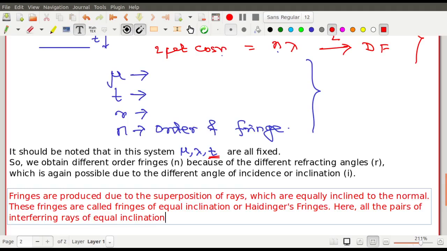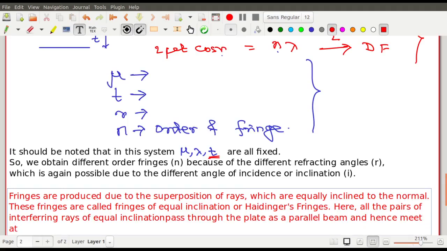pass through the plate as a parallel beam and hence meet at infinity. Actually they meet at infinity, but we use the lens. Either you use your own eye lens, or you use some external lens, and hence meet at infinity. The other pairs of different inclination meet at different points.